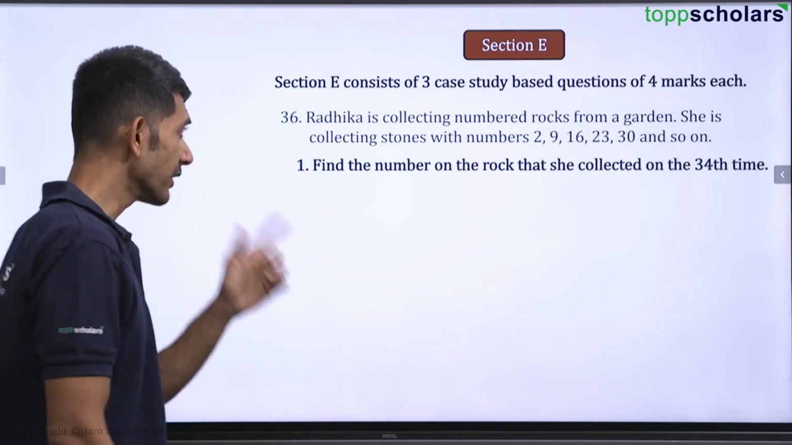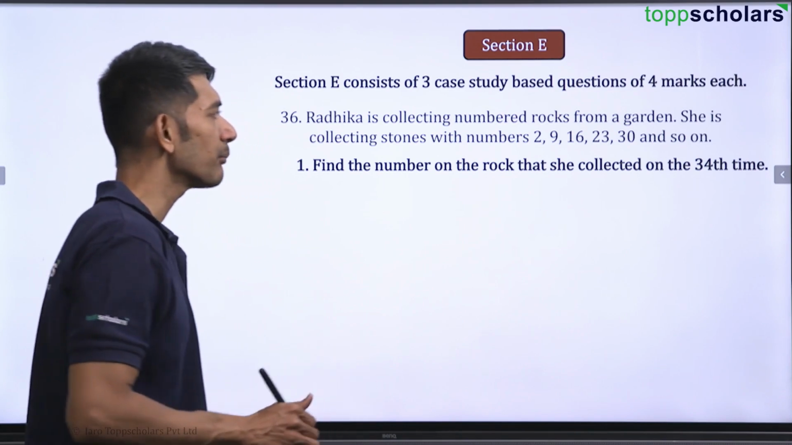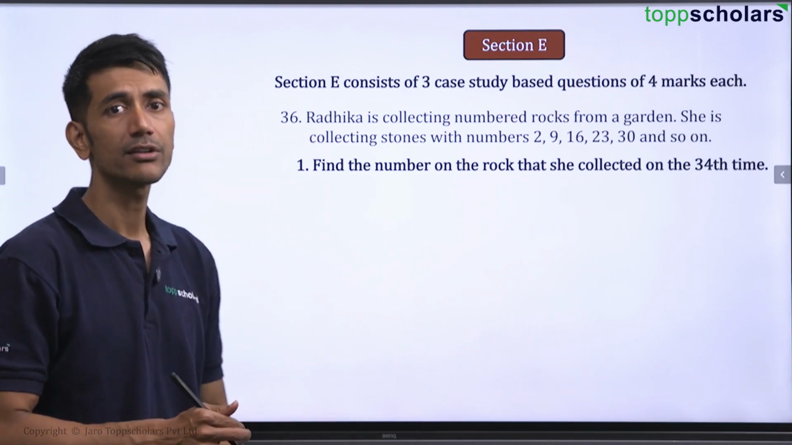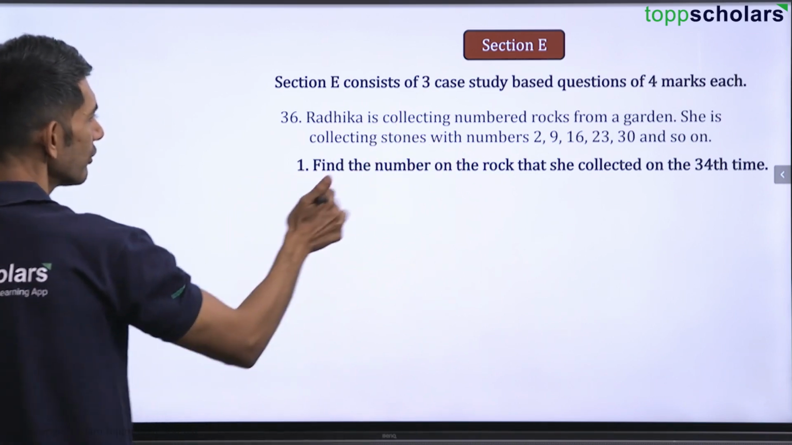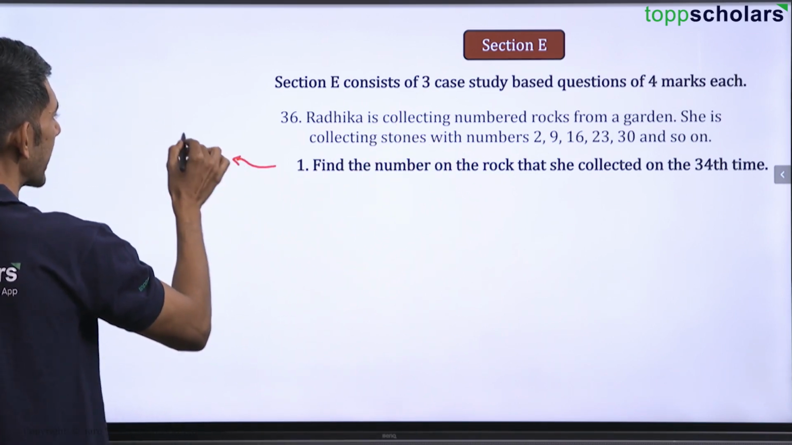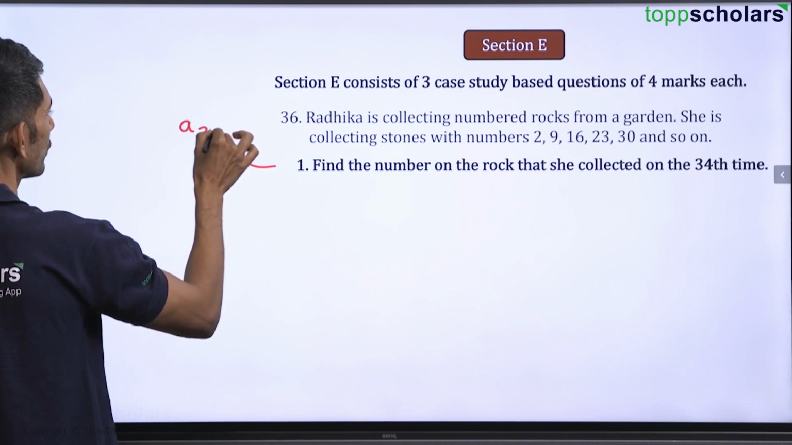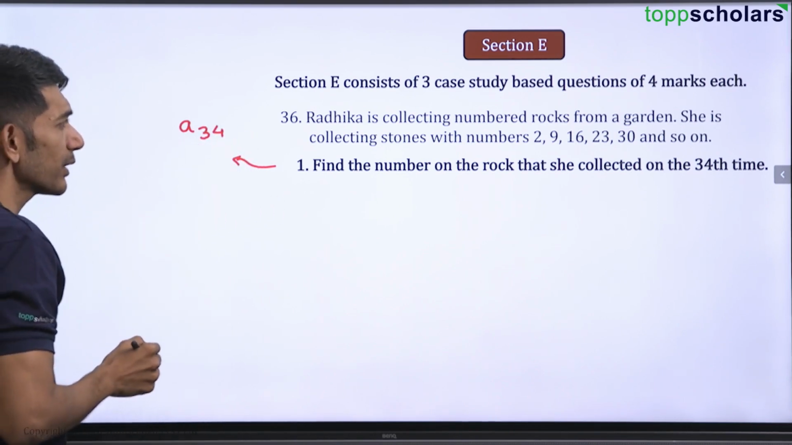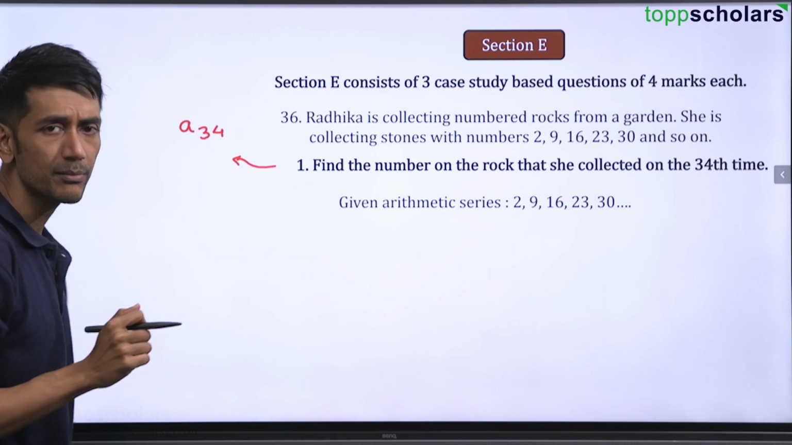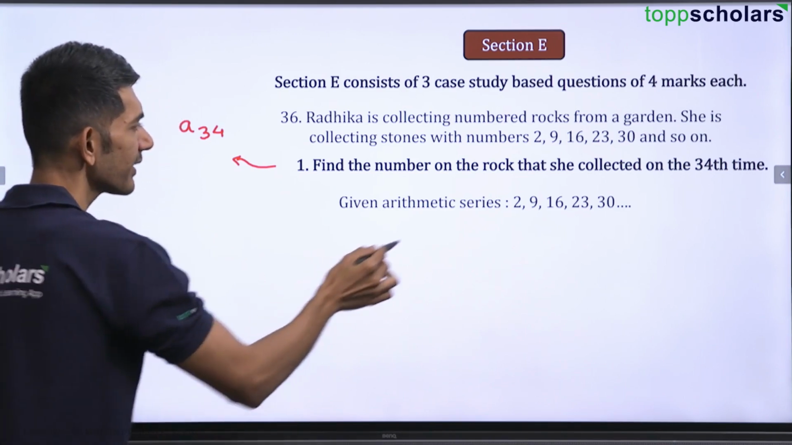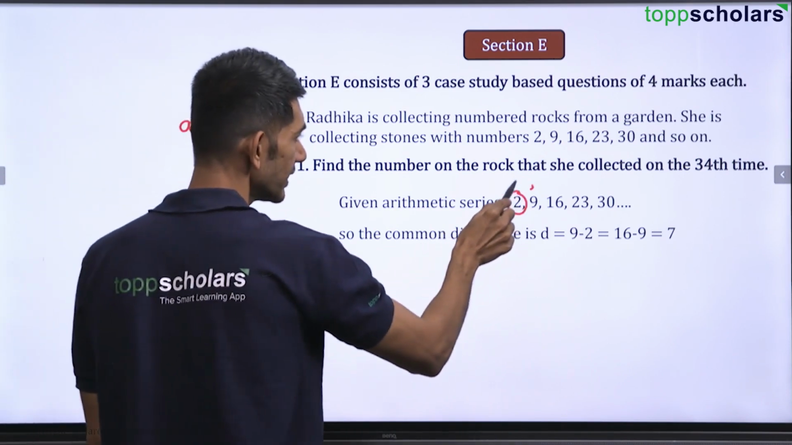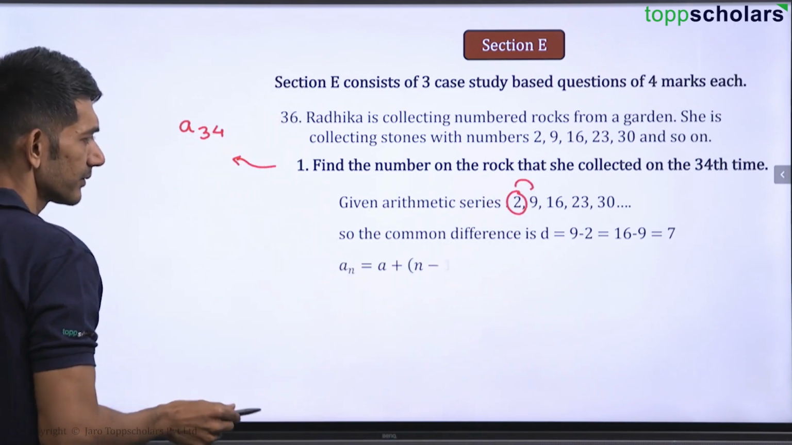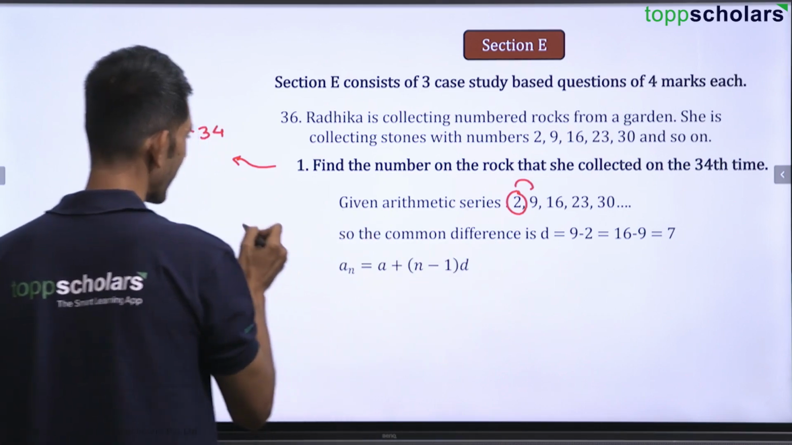Let us tackle the first question, that is, find the number of rocks that she collected on the 34th time. Now this is the sequence given, right? So firstly, 34th time means we are supposed to find out A34 for this particular AP. This is the arithmetic progression given. What is A? A is 2. What is D? D is 7.